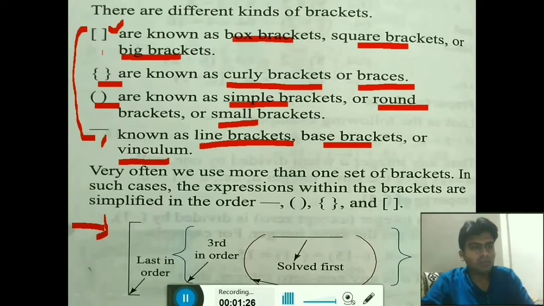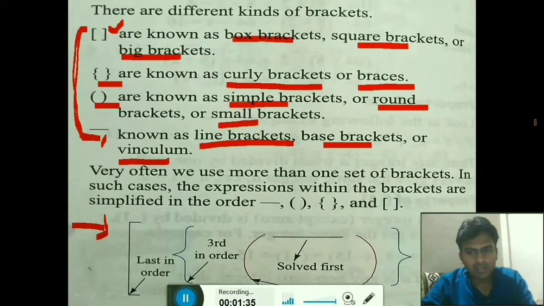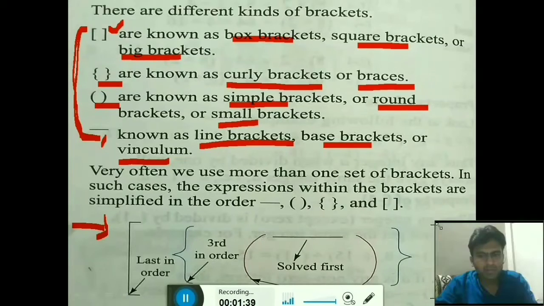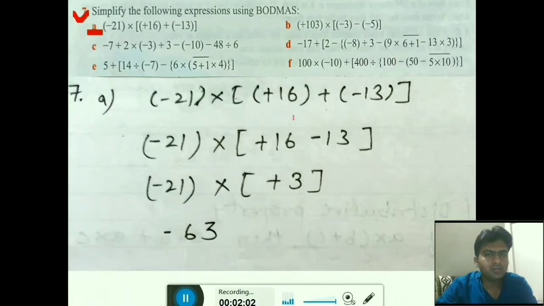If all the brackets are coming together, what is the order to solve them? Look at this diagram here. According to the rule, we first solve the line bracket, then the smaller bracket, third in order the curly bracket, and at the last we solve the bigger bracket. Now come to question number 7, and question number 1 is what? Minus 21 into plus 16 plus minus 13. Now how to solve this? According to the rule, we have to solve the bracket.